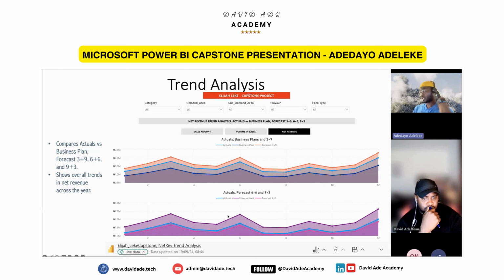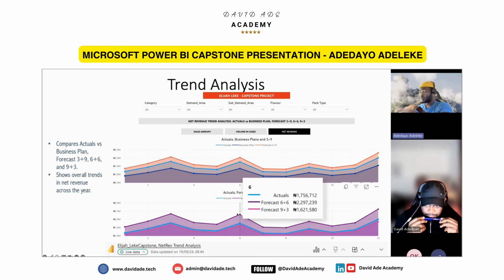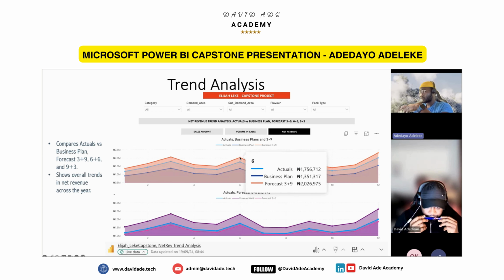And also we could see that basically if we're looking at the 6th month now, the 6th month says forecast 6 plus 6 here is about 2.2 million. And then if we compare it to 3 plus 9, which happens to be one of the top ones here, we see forecast 6 plus 6 actually had more of the profits here in the net revenue.